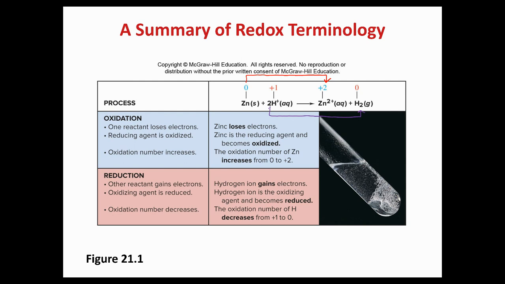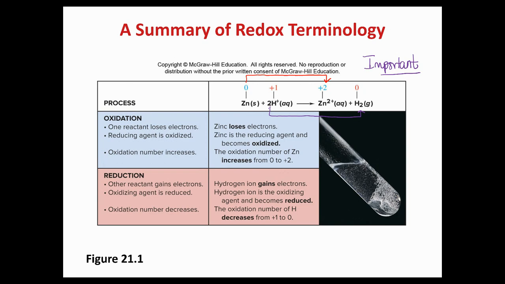And so the zinc is the reducing agent because it's causing the hydrogen ion to be reduced. The hydrogen ion gains electrons. It's going from +1 to 0. So it's being reduced. It's causing zinc to be oxidized. So it is the oxidizing agent. So this is also a very important slide, okay, that you understand whether something is being oxidized or reduced.